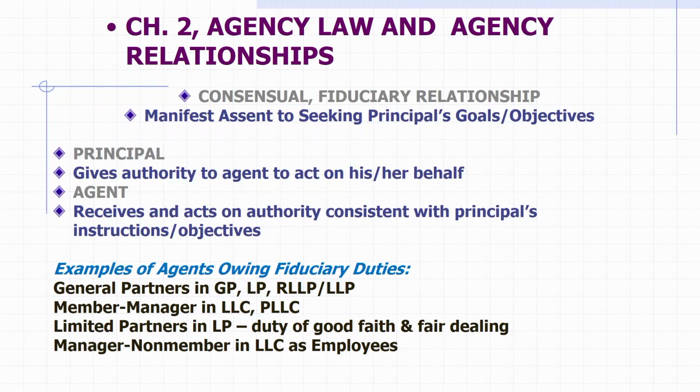And we talked about the notion that agency relationships are all supposed to be consensual. The parties are agreeing to participate in this relationship, which creates the fiduciary duties, the duties of trust that are owed by the agent to the principal. We know the principal gives authority, and we'll talk about the different ways that they do, and the agent is supposed to receive and act on that authority in a manner that carries out the goals and objectives of the principal. What are some examples of agents owing fiduciary duties?